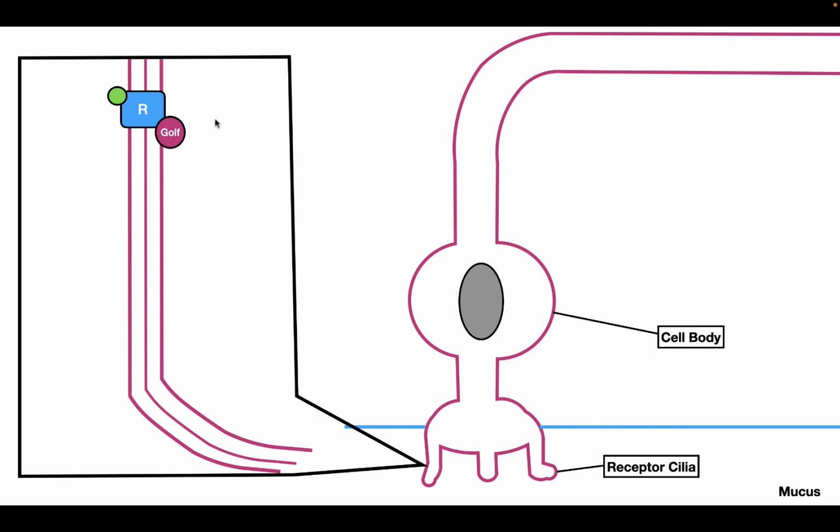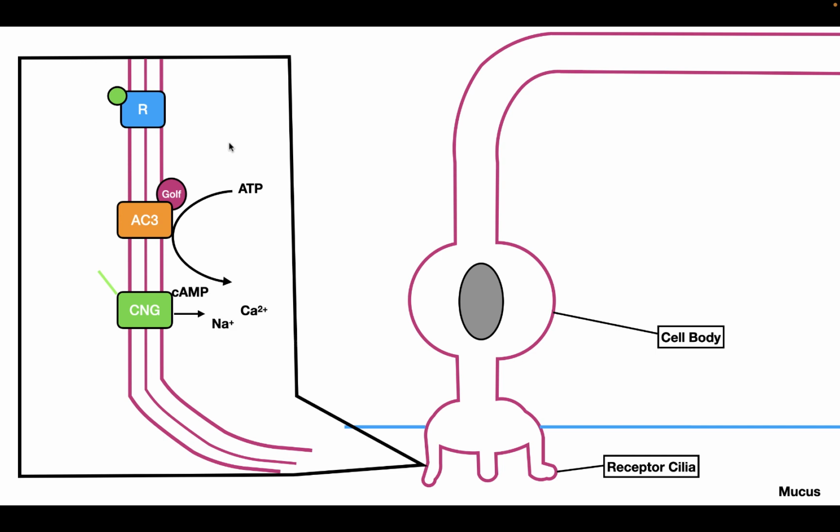When this G-olf protein is activated, it moves to adenylate cyclase 3 and activates it, causing it to produce cyclic AMP from ATP. Now the cyclic AMP is going to interact with the CNG channel, which is a cyclic nucleotide gated channel. When cyclic AMP binds to it, it causes it to open, allowing sodium and calcium to flow into the cell. The sodium and calcium not only produce a depolarization, but the calcium is also going to interact with another channel, which will allow chloride to leave the cell. All of these effects will lead to a depolarization, which will then move up the cell, producing specific effects.